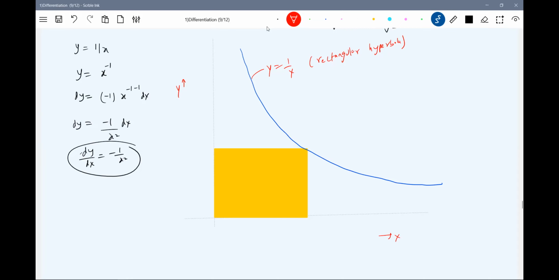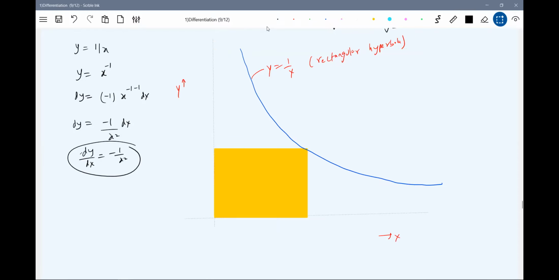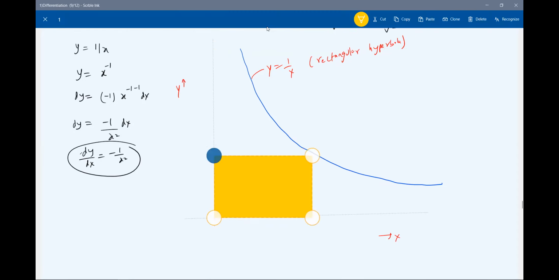Then what I do is, I'm going to change the height. As I vary the height, the width of this rectangle will decrease, no? As I increase the height. And as I increase the width, the height of the rectangle decreases.